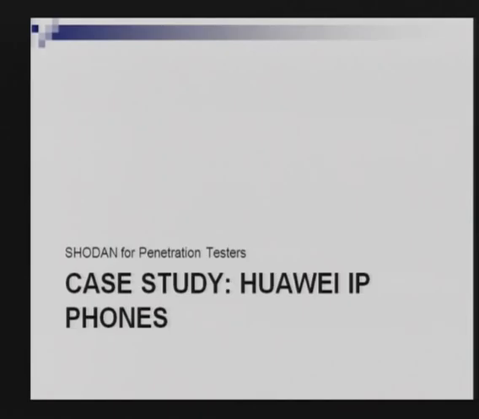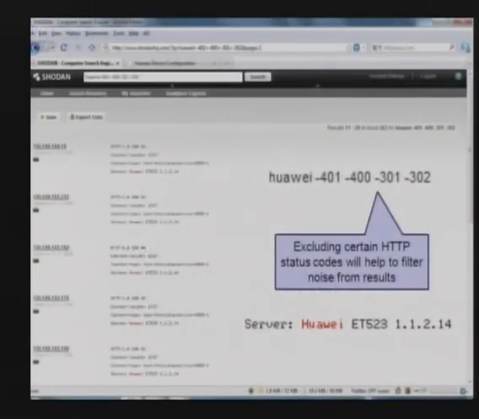So we picked on Huawei for a while. We picked on Cisco for a while. So I figure, well, let's pick on Huawei, one of their big competitors in the world. I searched for just a general Huawei search. And in this example, I'm using the exclude filter, the minus sign, to exclude results that I don't want to see. So I'm just getting the 300s and 400s out. I just want 200 OKs.